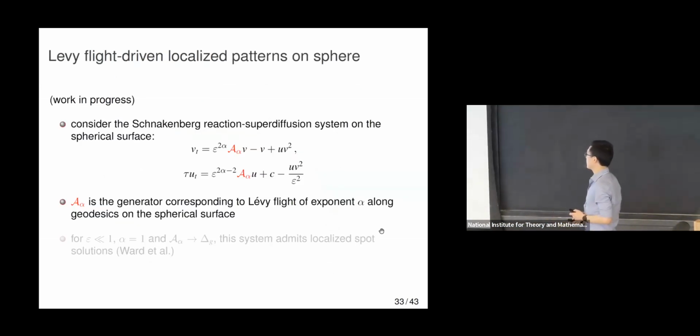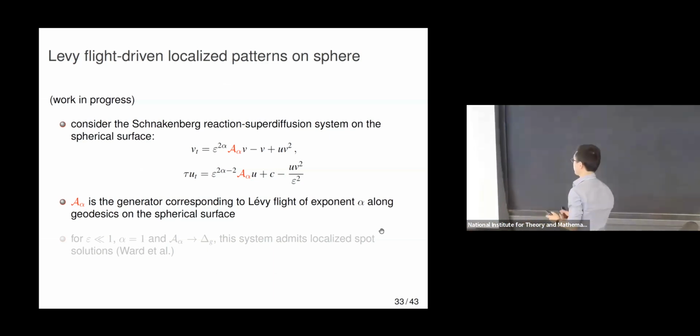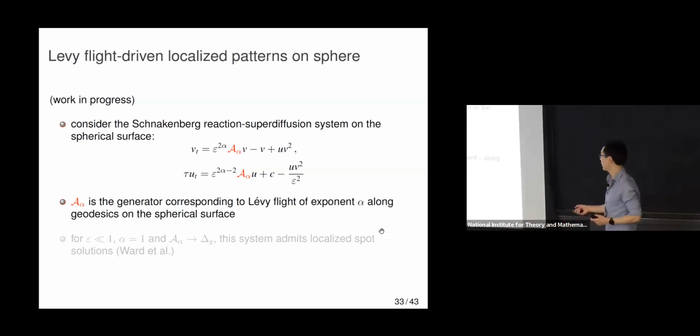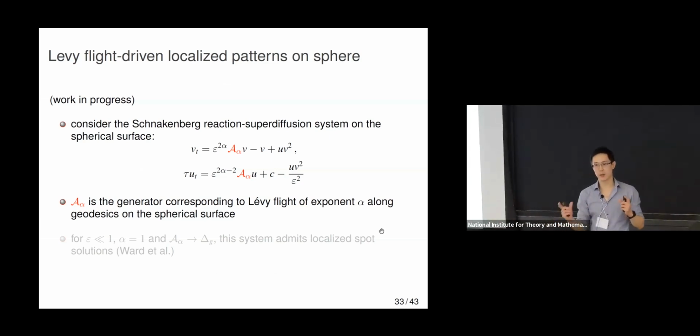I'm going to switch gears just a little bit to pattern formation, and you say, well, who cares? I'll tie it back in a second, okay? So I have this Schnakenberg reaction-diffusion system on the spherical surface with Levy flights, and this operator is the generator for Levy flights on that spherical surface. I'm not going to write it out, but you can kind of imagine what it's doing.